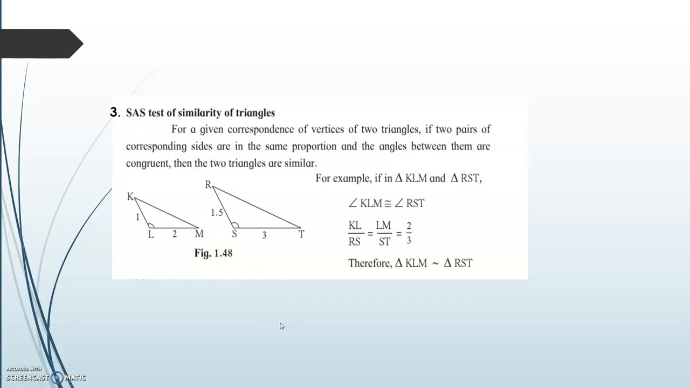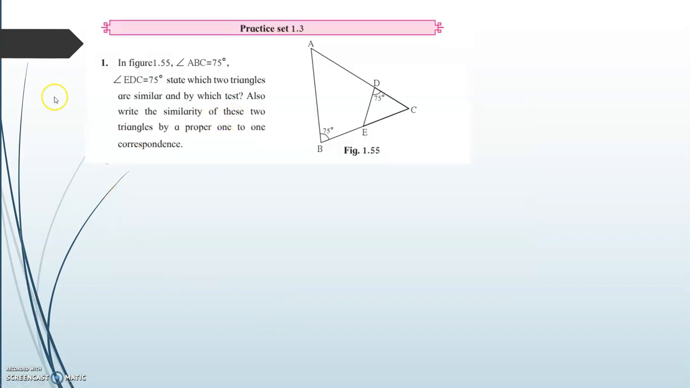Now we will begin with practice set 1.3. In the figure, angle ABC is given to be 75 degrees. Angle EDC is also given to be 75 degrees. State which two triangles are similar and by which test. Also write the similarity of these two triangles by a proper one-to-one correspondence. Now, whenever we write the similarity of triangles, you have to take care of the correspondence also.